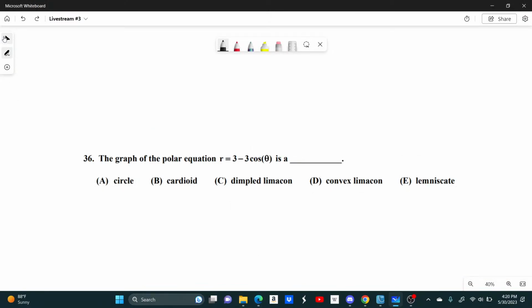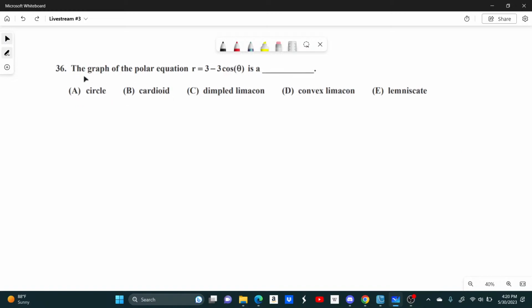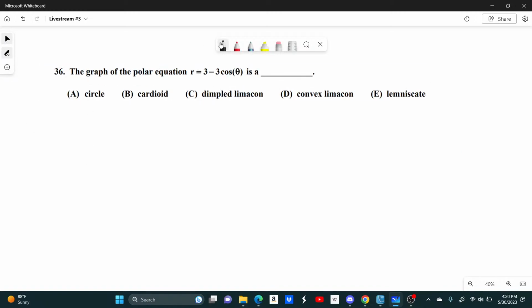Okay, this one's actually pretty quick. But only if you know what to do, this one's really, really quick. So the graph of the polar equation r equals 3 minus 3 cosine theta equals what?